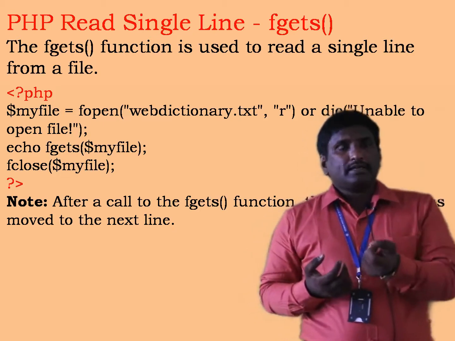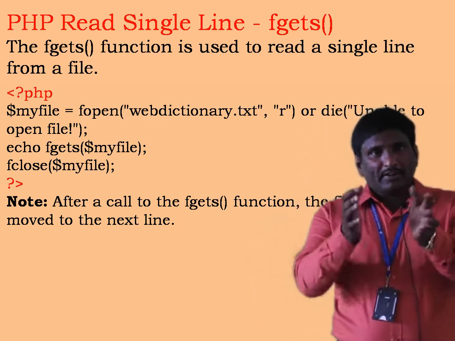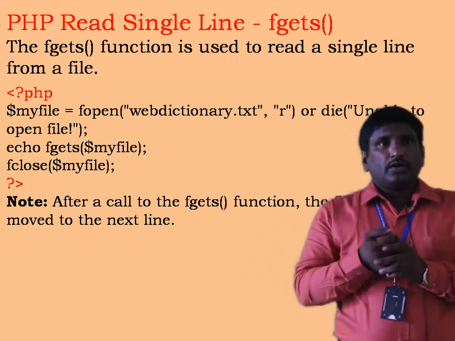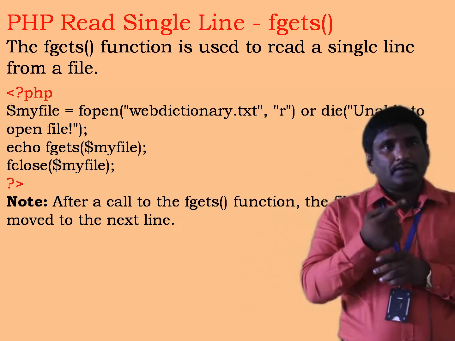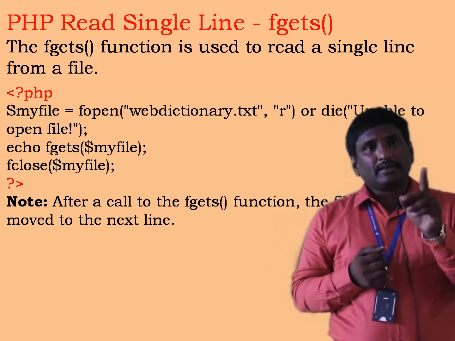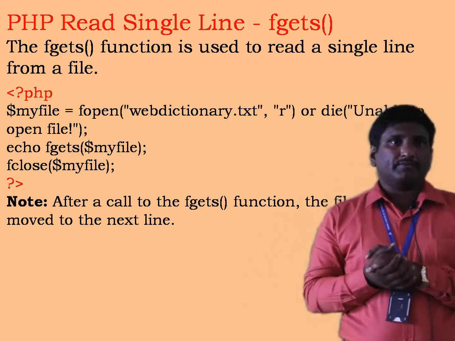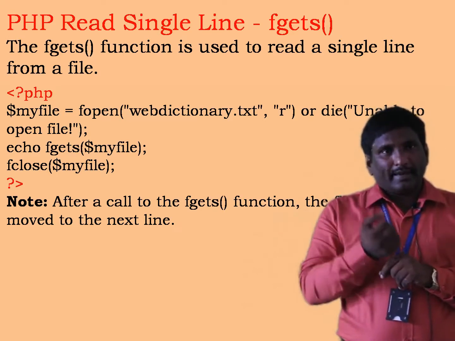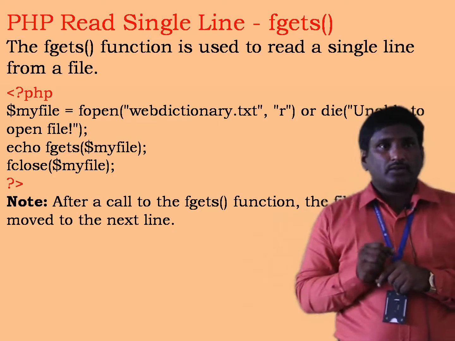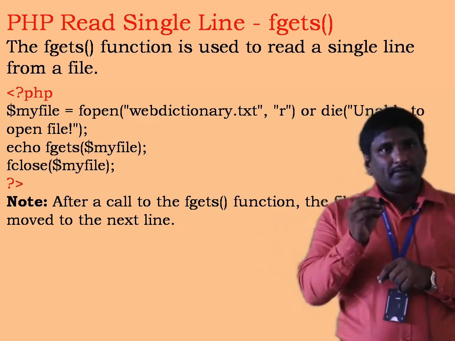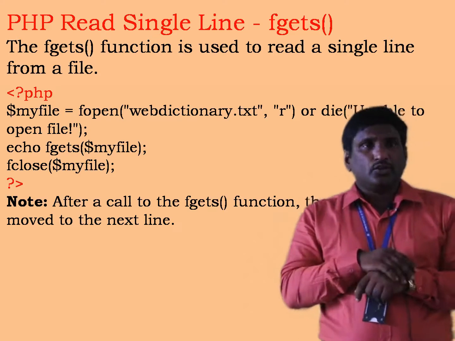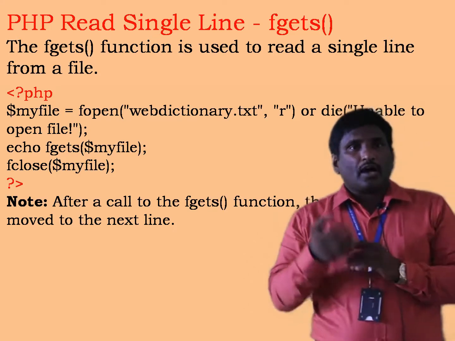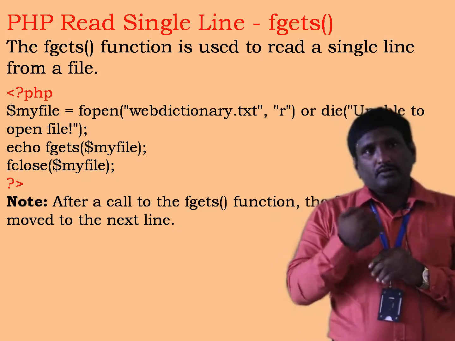After that, the file is already opened by using fopen. Then I need to read, right? A single line. For that I used fgets by passing the file reference, that is $myfile. So fgets gets the information from the file in one line. Only one line is read from the webdictionary.txt, and that one line will be displayed on the web console. After that I closed the file pointer.